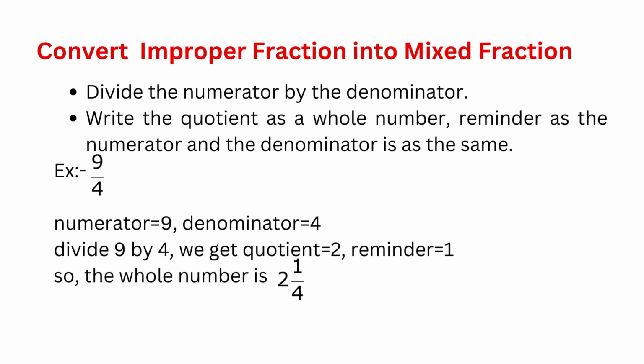Example, 9 by 4. Here numerator is 9 and the denominator is 4. So first we have to divide the numerator by the denominator. So divide 9 by 4, we get quotient 2 and remainder 1. So we have to write that quotient as a whole number 2 and the remainder in the numerator and denominator is same. So we get the mixed fraction 2 1 by 4.